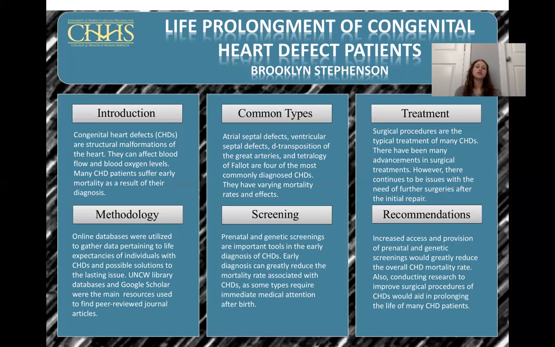In this review, I chose to focus on 4 common types of CHDs, including atrial and ventricular septal defects, d-transposition of the great arteries, and tetralogy of Fallot. Tetralogy of Fallot and d-transposition of the great arteries are considered critical CHDs, while the other 2 are not. All of these common types have varying degrees of effects on the blood flow and oxygen levels in the blood of the patient.